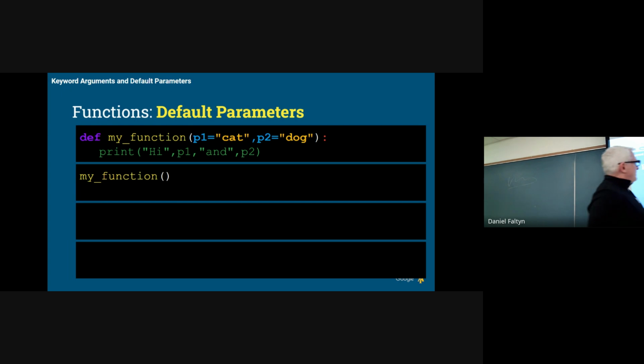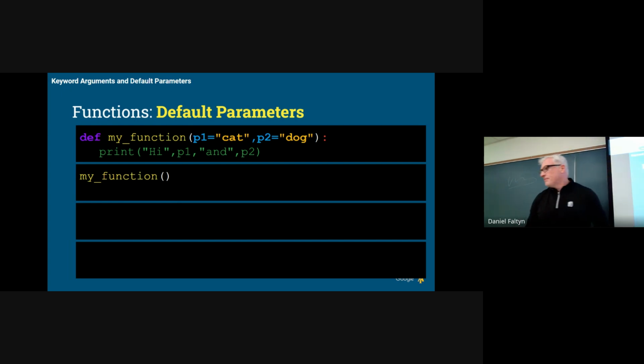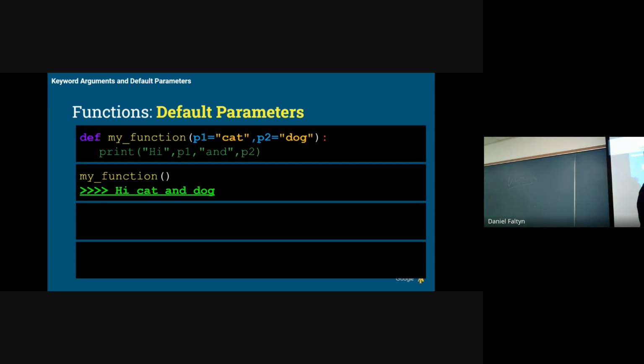So my function with no parameter, who wants to predict what that's going to print out? Say again? Yeah, it's going to print out hi what? Hi cat, hi dog. So you as the human don't have to put anything in. You've already told the interpreter, hey, listen, if the human doesn't give me anything, use what you know.